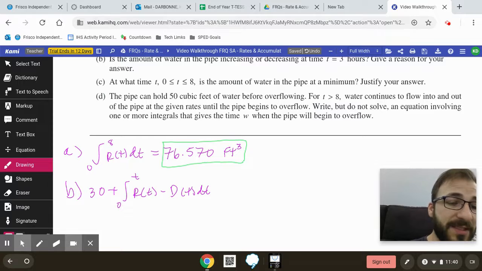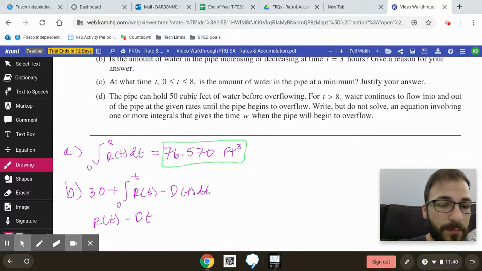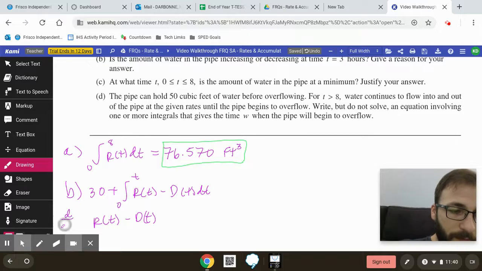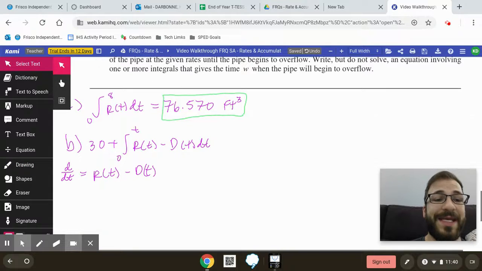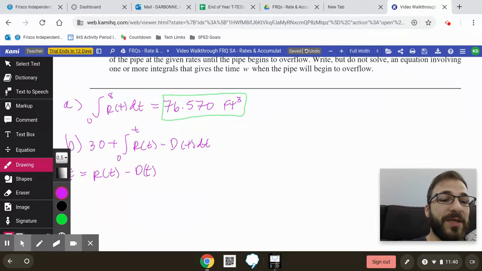So the derivative of this would be, 30 is going to go away. Derivative of the integral is just the original function. So R of t minus D of t. Okay, so that's our first derivative. Now, I want to find if this derivative is positive or negative, because if it's positive, it's going to be increasing the amount of water. If it is negative, it's going to be decreasing. And I just want to find it specifically at t equals 3. I'm not trying to find intervals or anything yet. I'm just trying to find it at t equals 3.